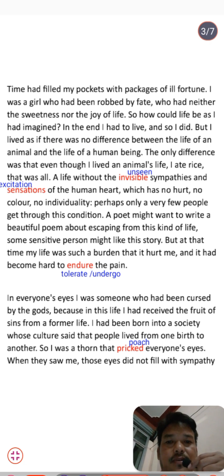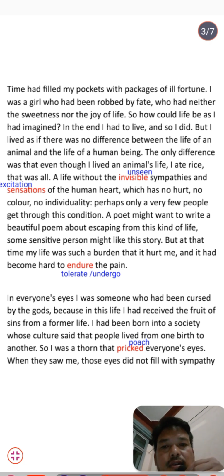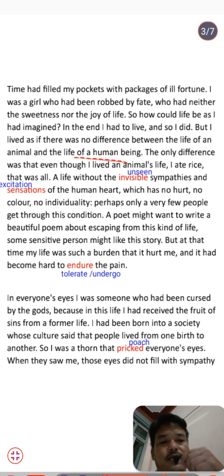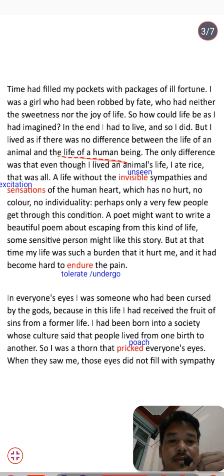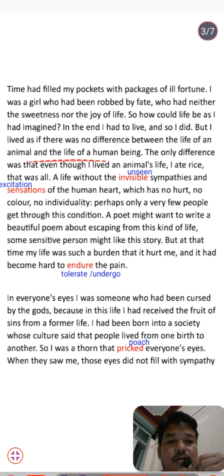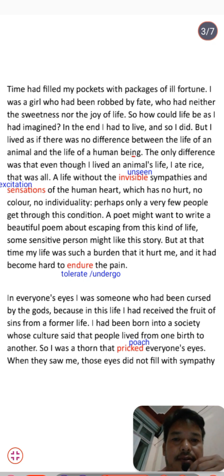But I lived as if there was no difference between the life of an animal and the life of a human being. Yes, students. In the end, I had to live, thus I did, and in any case, I lived as though there was no difference or contrast between the existence of a creature and the existence of a person. Here creature means animals. It refers to animals, and it means she was living a life like an animal, and there was no difference between human being and animal. That is what she expresses through this line.